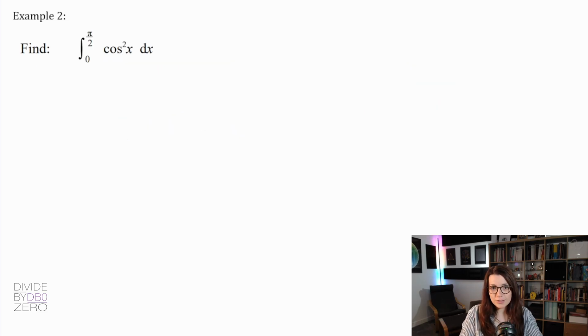Example 2, find the integral of cos squared x between the limits of 0 and pi over 2. Now this is a good example because in order to answer this, we actually have to use trig identities.